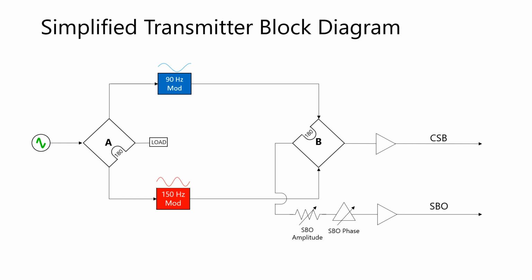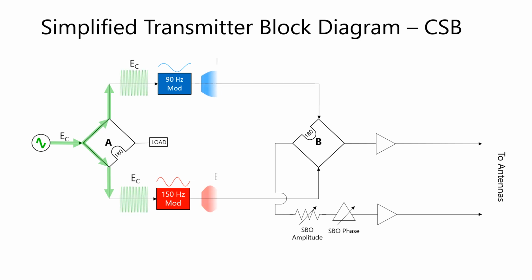Let's now look at a simplified transmitter block diagram to understand how the CSB and SBO signals are created. In this diagram, we have a low power oscillator generating the carrier frequency, two hybrid mixers, and two modulators for the 90 and 150 Hz. For CSB, the carrier leaves the low power oscillator and splits at hybrid mixer A, in phase to each modulator.